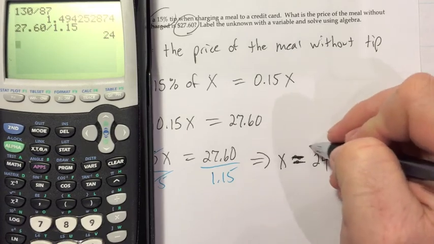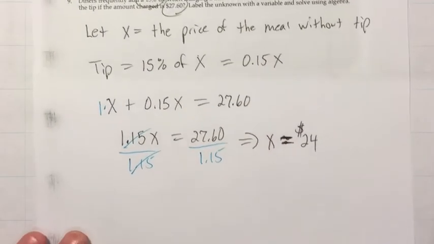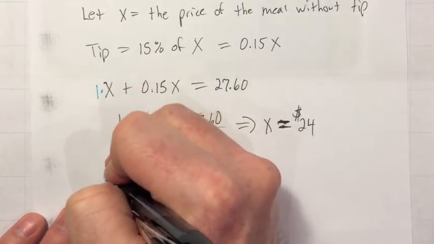And then I should think about what the units are. That was $24. And I could go ahead and answer that and maybe a full sentence too. So the price of the meal without tip was $24.